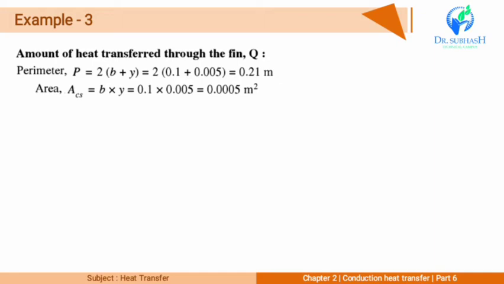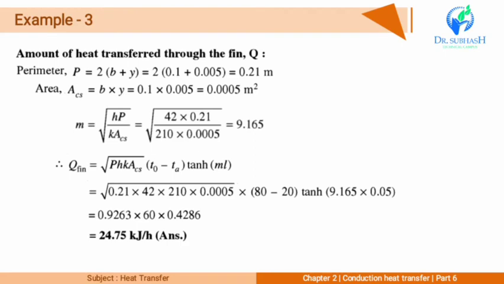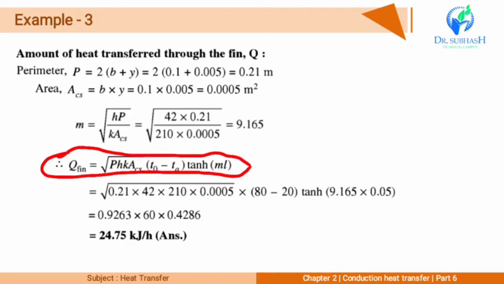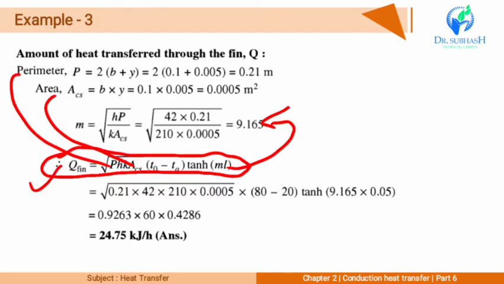Here we want to find out the amount of heat transfer through the iron fin. So we have to apply the equation of heat transfer: Q is equal to square root of P into h, k into A, T0 minus TA into tanh ml. So for that we need P, that is the perimeter, A, that is the area, and m, that is equal to square root of hP by kA. So for calculating the heat transfer, we require these three terms, P, A and m.